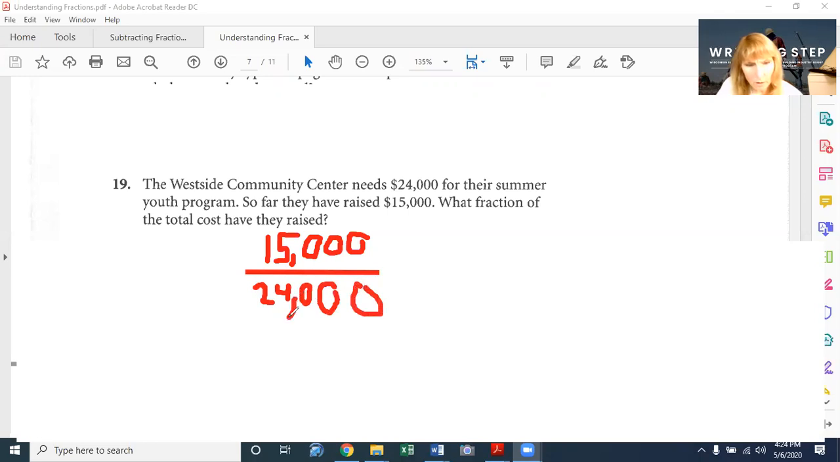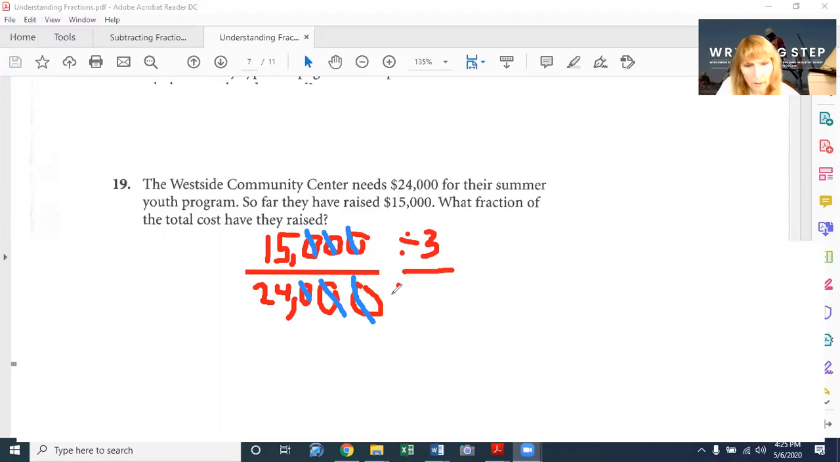Okay, now we have to reduce that fraction. So first of all, I notice there's a lot of zeros that can be matched up. So I can erase this 0 and this 0, right? Cross out this 0 and this 0. And I can also do that with this 0 and this 0. So now I'm left with 15/24. So I know that a 3 will divide into 15. And I know that a 3 will divide into 24.